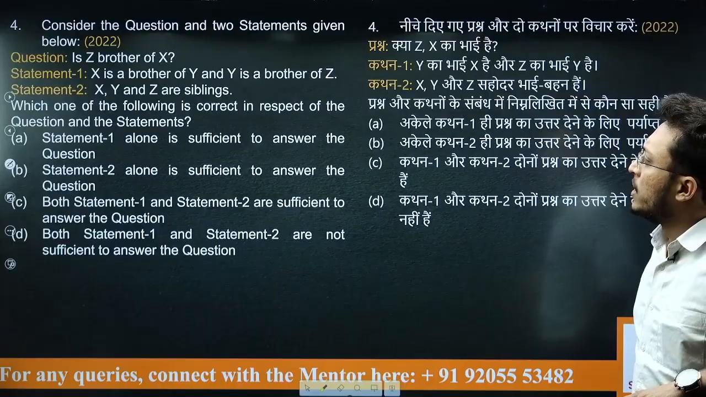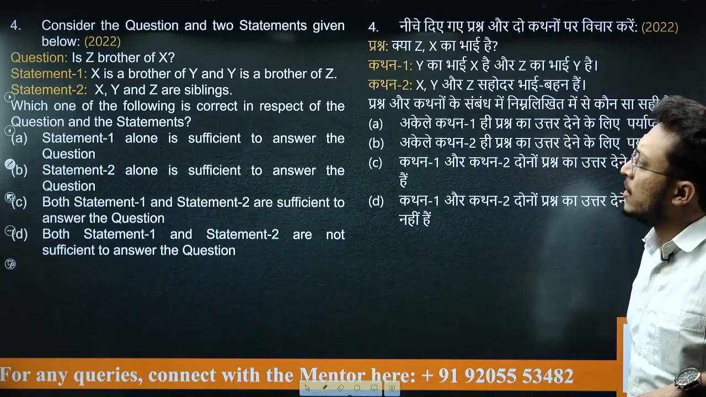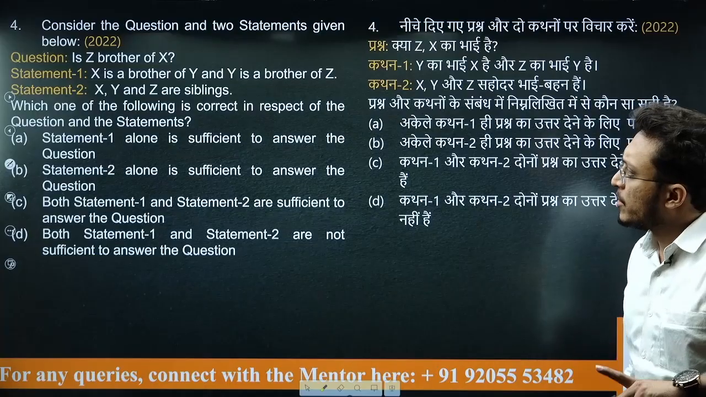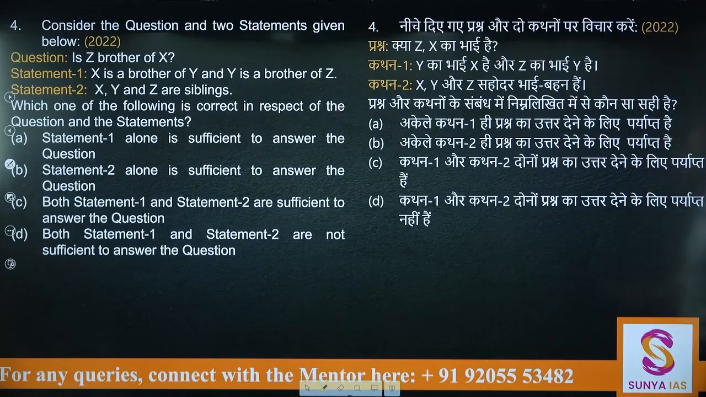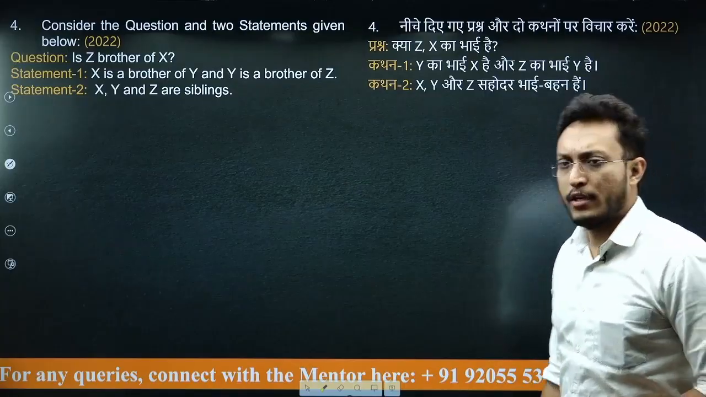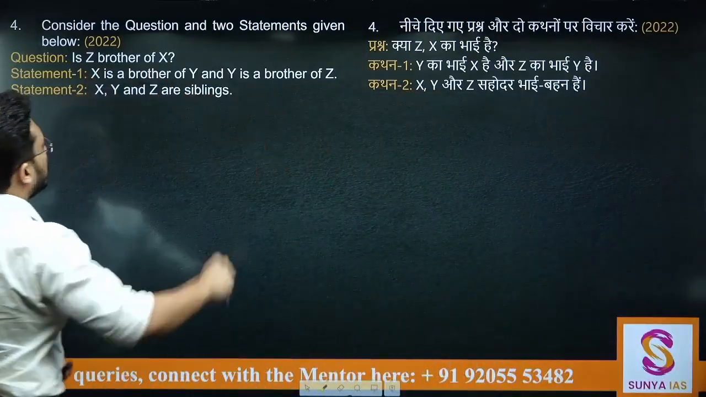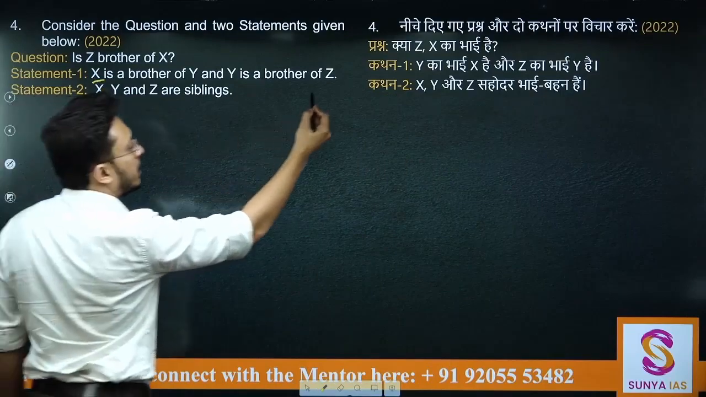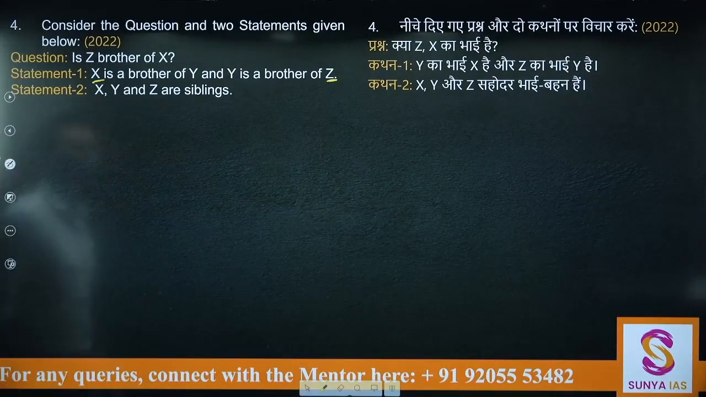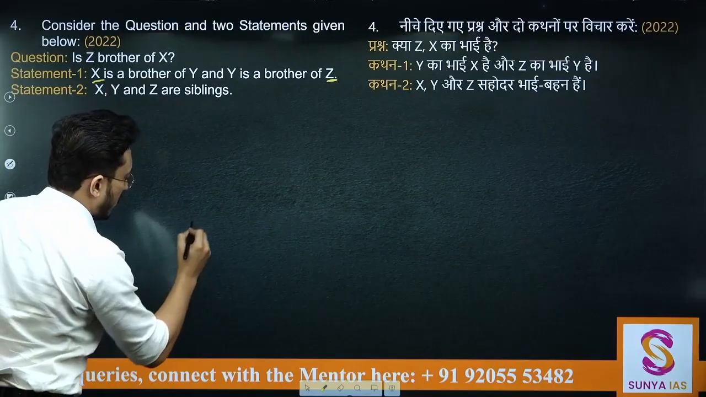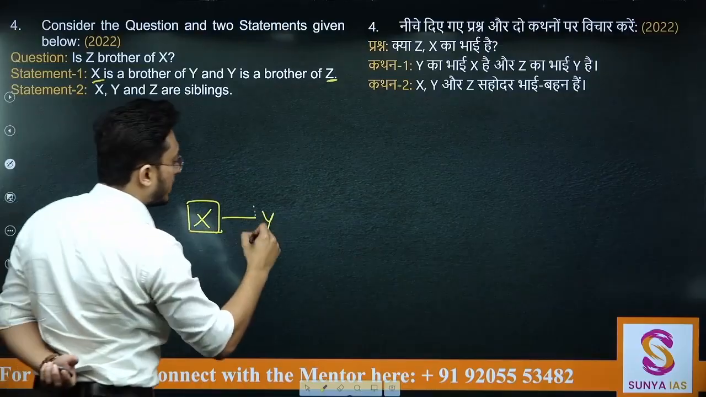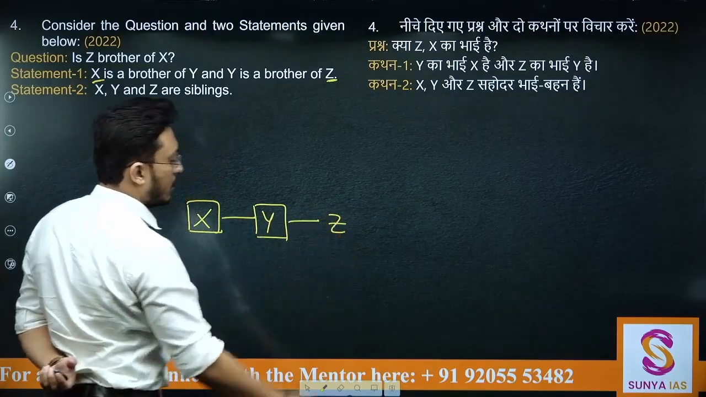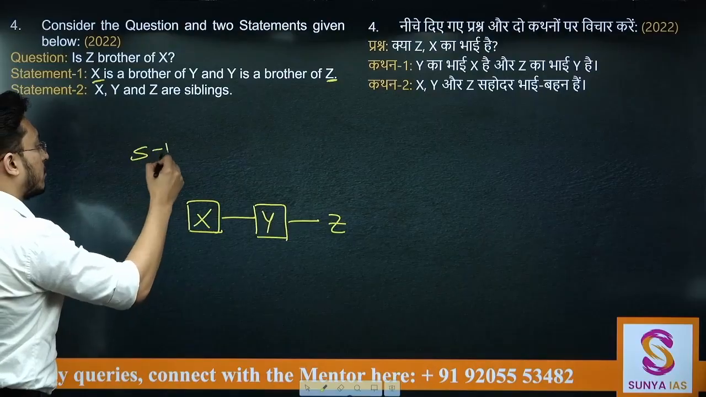Let's see the next one. The next question says, is Z the brother of X? So we need to answer whether Z is the brother of X or not. Again, 2 statements are given, that X is the brother of Y and Y is the brother of Z. So let's first draw this, because this itself relates with X and Z. So let's draw this one. X is the brother of Y, and Y is the brother of Z. This is what statement 1 is saying.